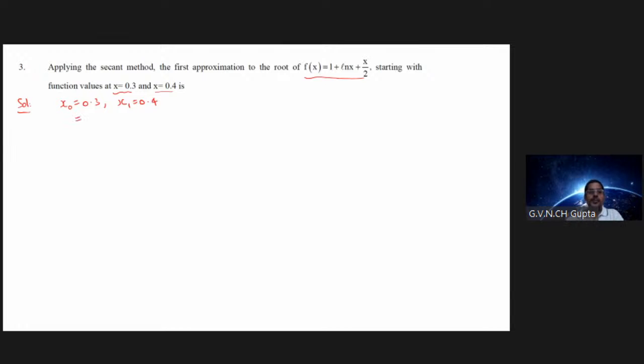So find the corresponding function values. F of x0: put x equal to 0.3 in the function, 1 plus log, that is natural logarithm, log 0.3 plus 0.3 divided by 2, which means 0.15. So this is approximately minus 0.28, and f of x1: 1 plus log 0.4, plus 0.2. Logarithms of values greater than 0 and less than 1 are negative. This is approximately 0.05. Please check.